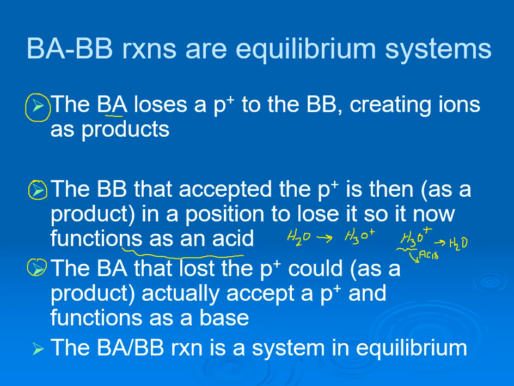Okay, third bullet. The Brønsted acid that lost the proton could, as a product, actually reaccept a proton and then function as a base. So wherever this proton came from in my example, let's say it was HCl. That meant that this would have been a chloride ion. That chloride ion is in a position to reaccept the proton, which would lead to this thing over here. And if it did, that means the chloride can actually function as a base when it becomes a product. This Brønsted acid, Brønsted base reaction is a system in equilibrium.